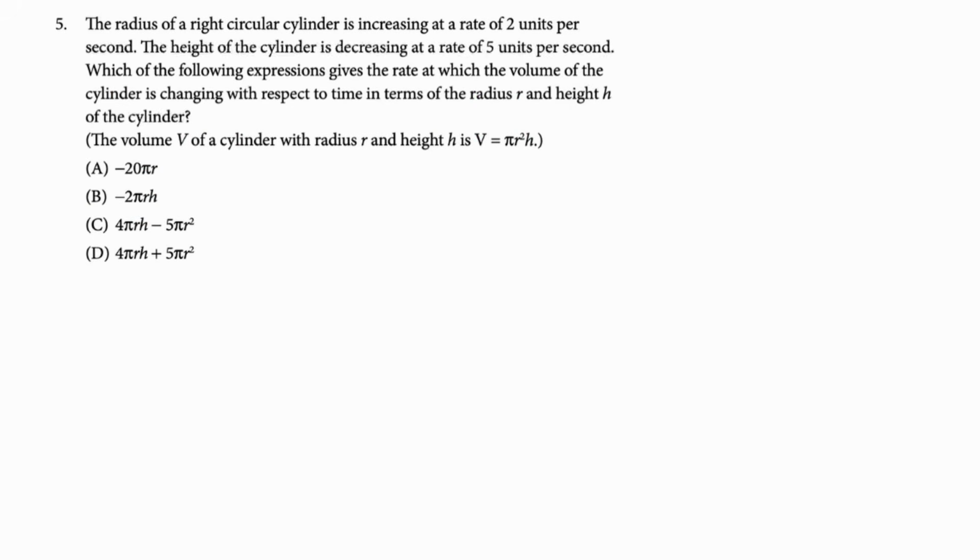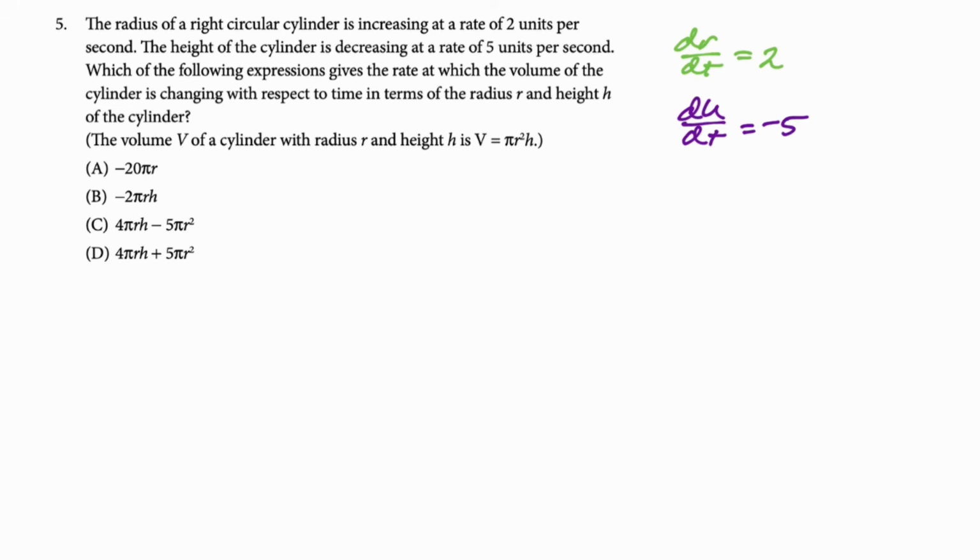Question 5, the radius of a right circular cylinder is increasing at a rate of 2 units per second. So I'm going to write down dr/dt is positive 2. The height of the cylinder is decreasing at a rate of 5 units per second. So I'm going to write dh/dt is -5. I didn't write units per second, but everything's in units per second here, so that's okay.